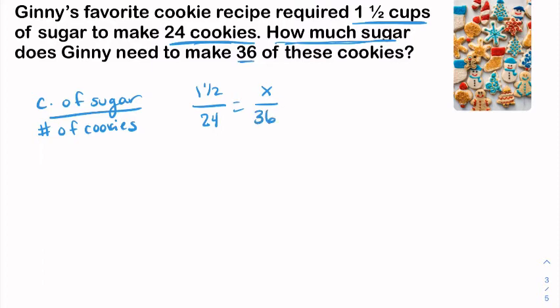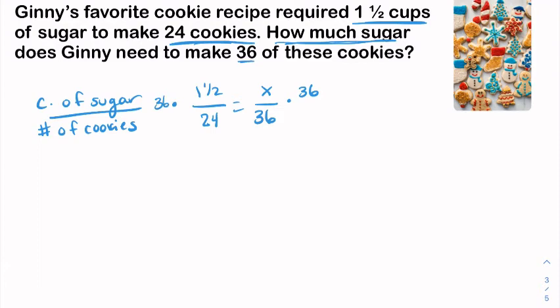Cookies are on the bottom, so 36 is going to remain on the bottom. Now I need to solve for x. On the right side, x is being divided by 36, so I need to perform the inverse operation. I'm going to multiply by 36. Since this is an equation, whatever I do to one side, I must do to the other. So I'm also going to multiply by 36.